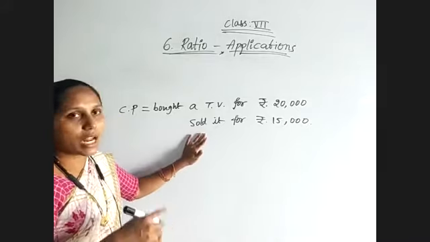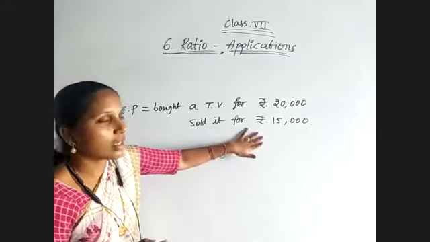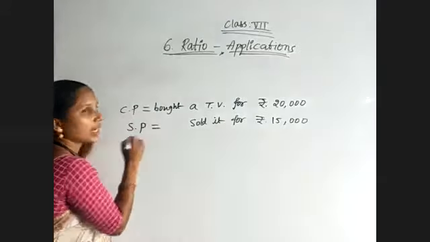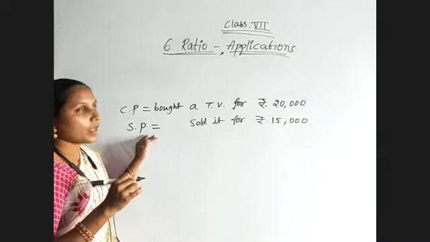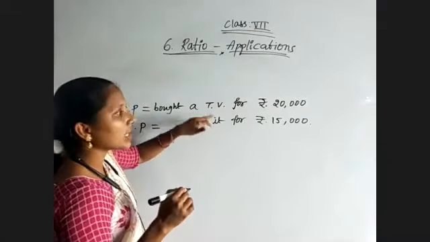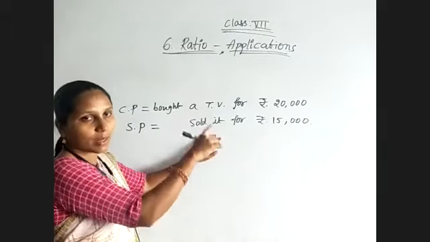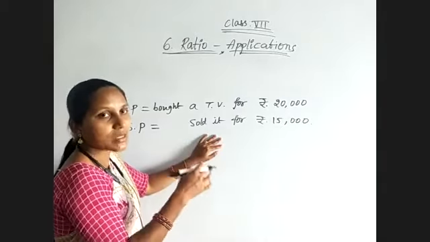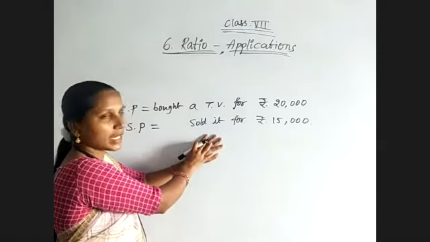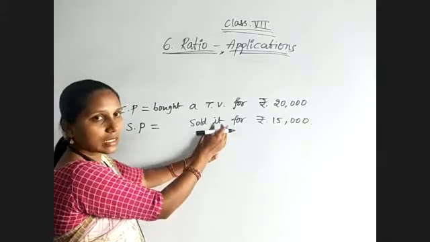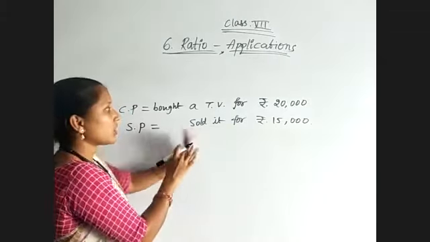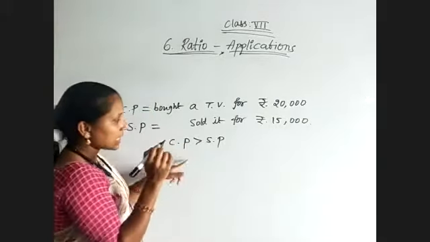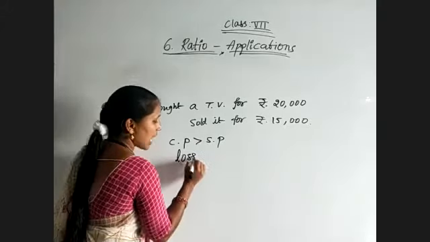And for how much he is selling that TV? Only 15,000 rupees. So the selling amount is known as selling price and simply denoted by SP. And in these cases, CP is more than SP, means whatever amount he is spending on that item is more, means he is getting less amount. Whatever he spent, for that he is getting very less amount. So that's why here CP is more than SP. In such cases, we will get loss.